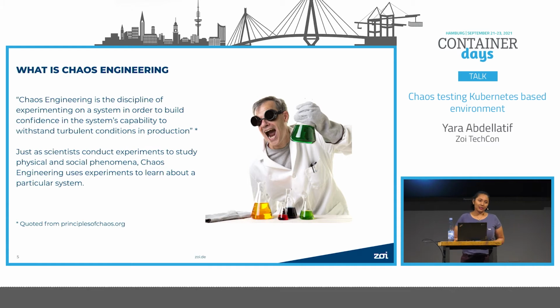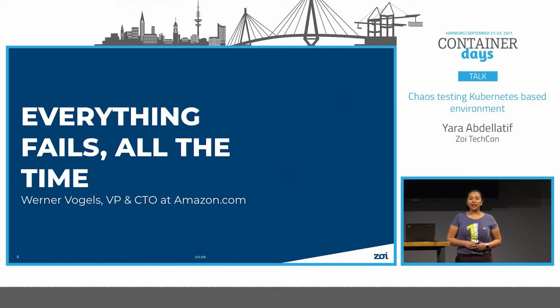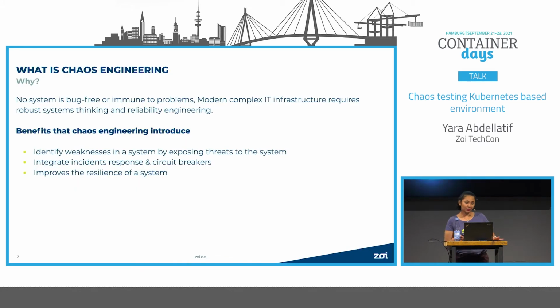And just like scientists do experiments to understand the universe, chaos engineers also do experiments to understand how a system behaves and works overall. Werner Vogels, the CTO of Amazon, said: everything fails all the time. So failure will happen, it's inevitable. But the question is, is your system actually ready for those failures or not?